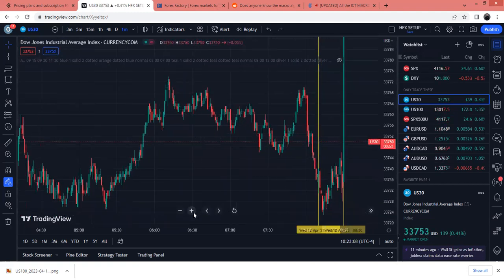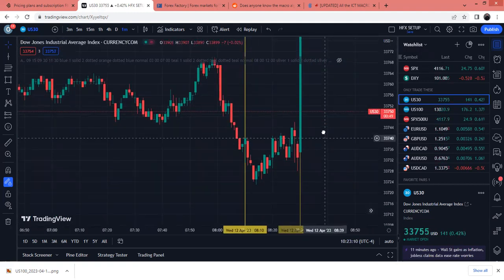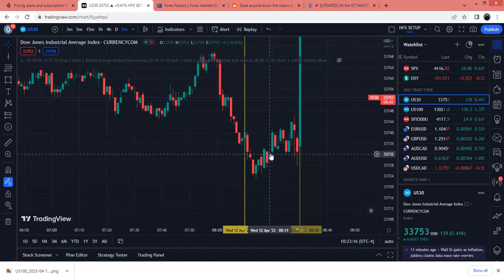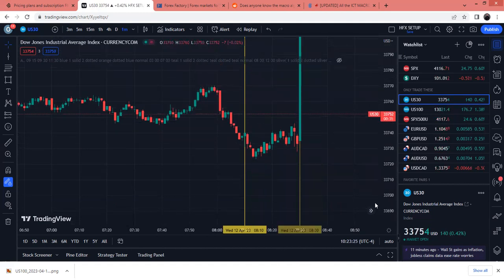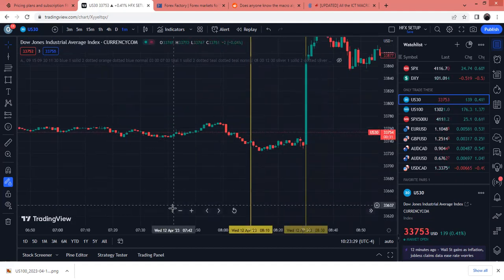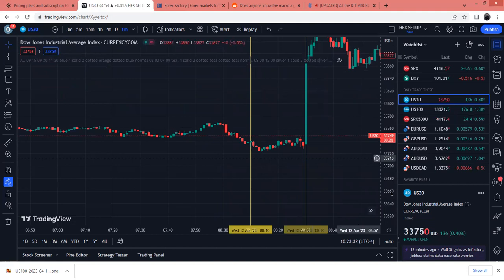Not the best example because the displacement here wasn't the best. There was a volume imbalance here instead of a fair value gap. I'm not seeing any fair value gap. And then there was candle closure, it retraced. Not the best example, but hopefully you get the idea. There are cleaner setups. I personally didn't take this because it was a news day. I just wanted to show you guys an example of what it could look like.